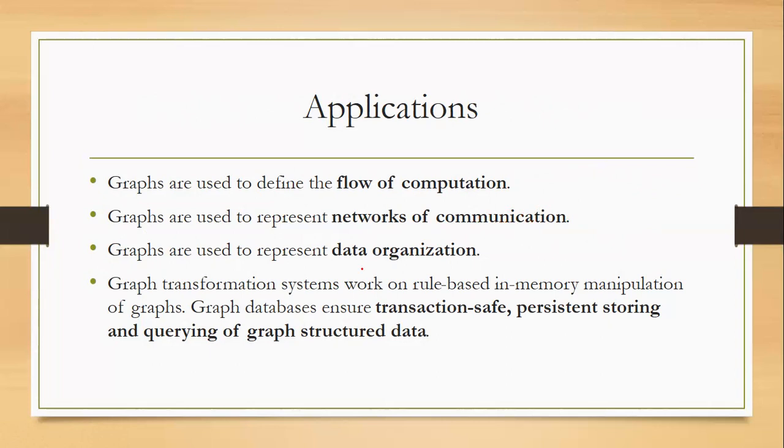The next is, graphs are used to represent data organization. Graph transformation systems work on rule based in-memory manipulation of graphs. Graph databases ensure transaction safe, persistent storing and querying of graph structured data. So even in databases, we can create graph databases. Here it ensures that the transactions are safe and the storing is persistent, and also if we want to find something, querying is easier for graph structured data.